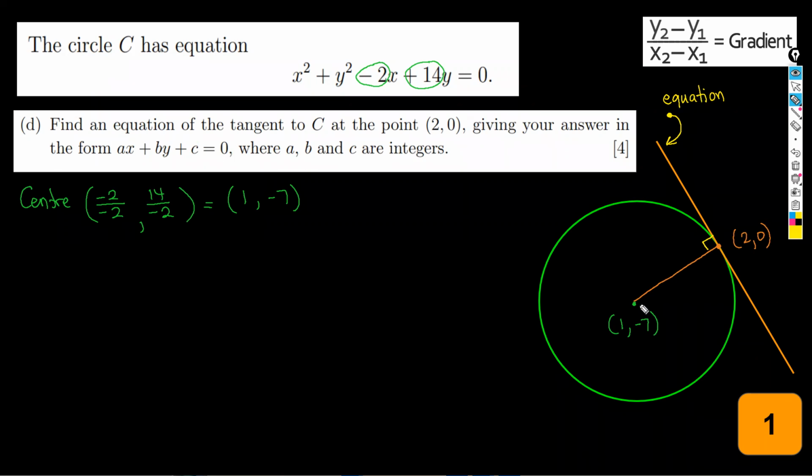So here's my advice, just like how we would have done it in normal maths class. We could use this formula to calculate the gradient of the radius. And once we get the gradient here, we can find the gradient of the tangent. That's the one where you flip the gradient and change its sign, the negative reciprocal.